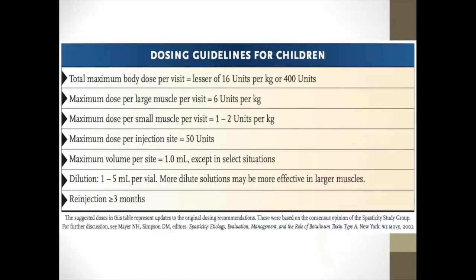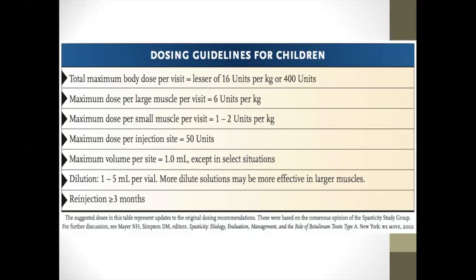So the maximum dosage is 16 units per kilogram per patient. Maximum you can use in a 60 kg child is 400 units. You cannot use more than that; it will be an overdose. But we usually limit, for a child up to 10 years of age, which is around 45 to 60 kg, to up to 200. And you have to divide these doses as per muscle bulk.